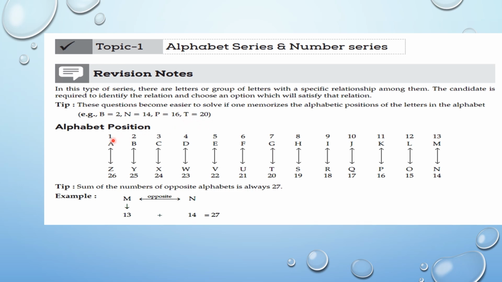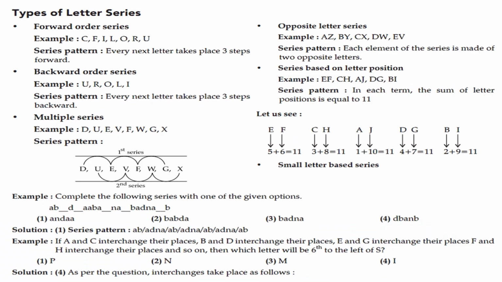Alphabet position: A to Z, 1 to 26. 1 to 13 is A to M, N to Z is 14 to 26. The sum of the numbers of opposite alphabets is always 27. Example: M opposite N, 13 plus 14 is equal to 27.